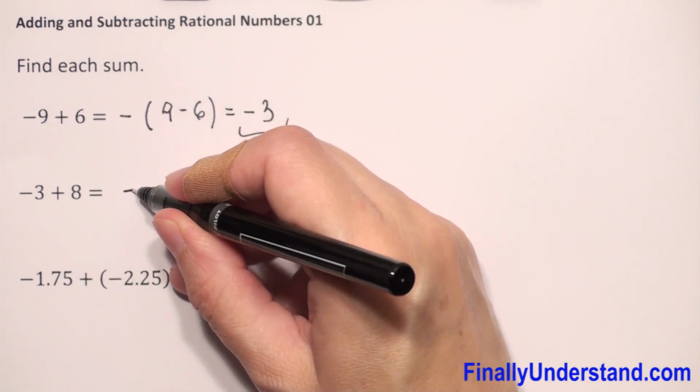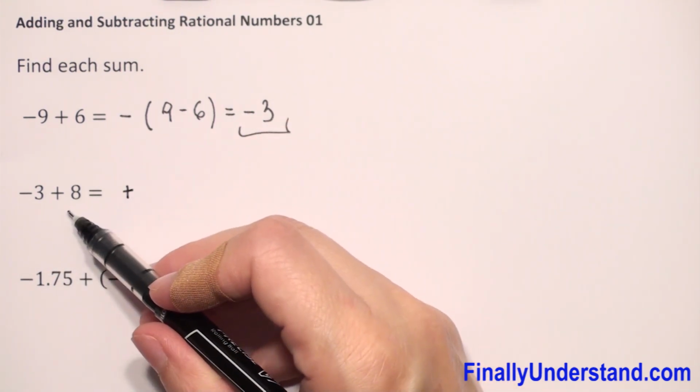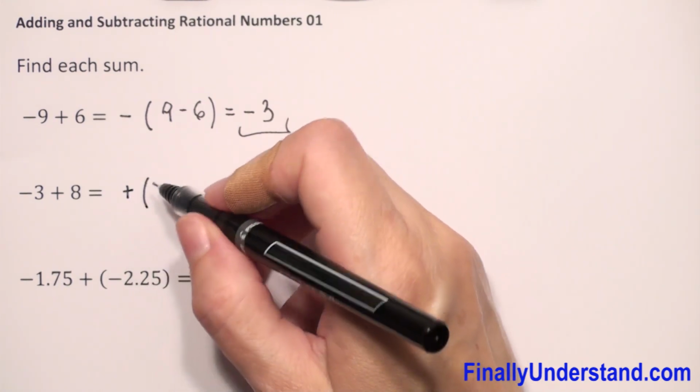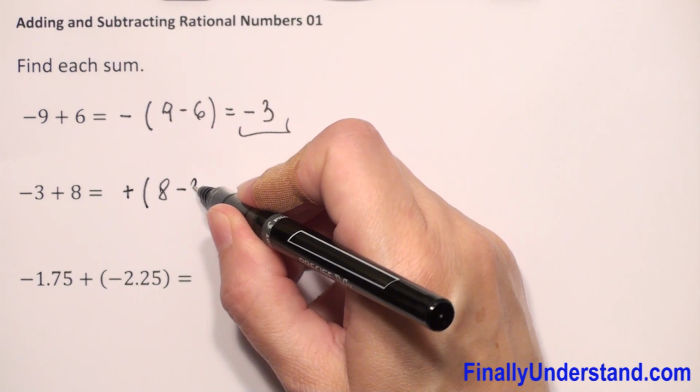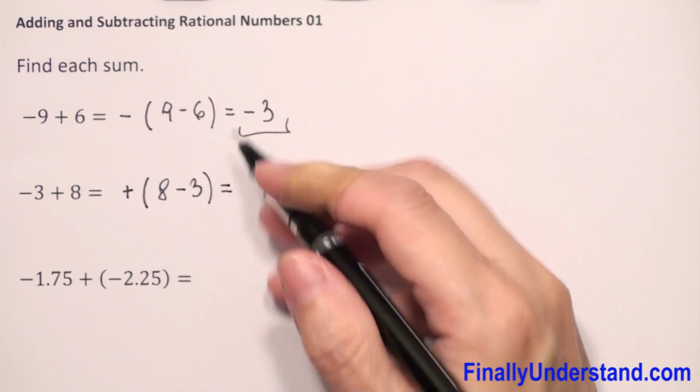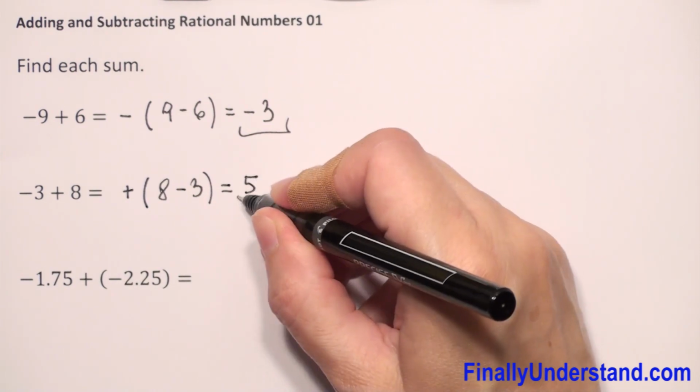So we copy the sign of the greater number, and in parentheses we subtract the smaller number from the greater number. A positive sign we don't have to write, so 8 minus 3 is 5.